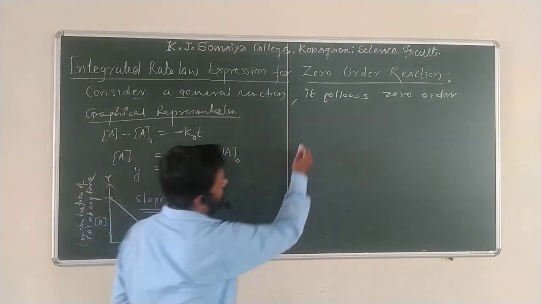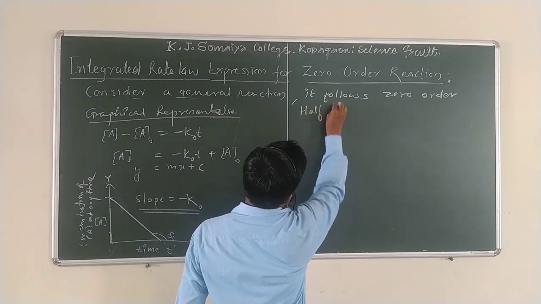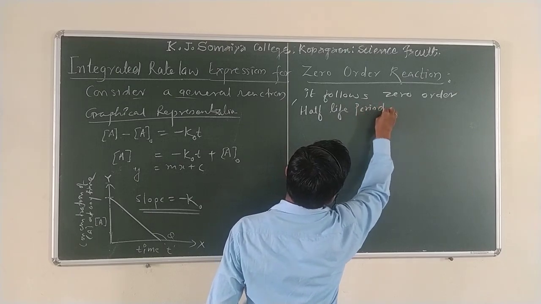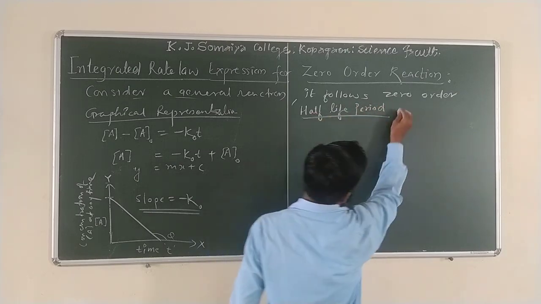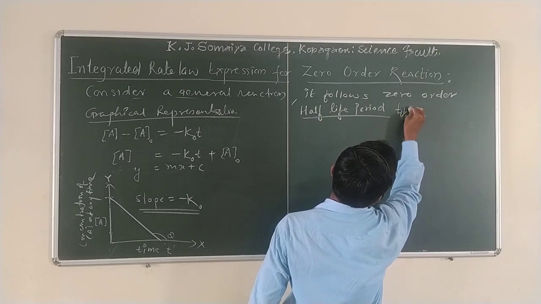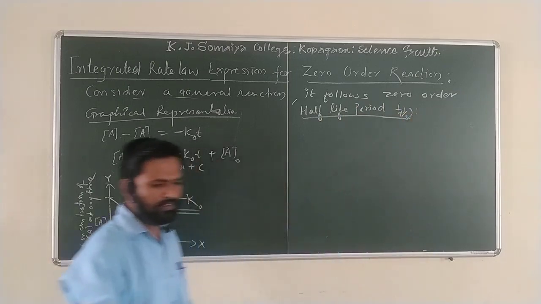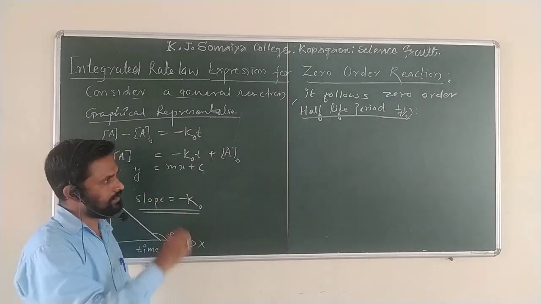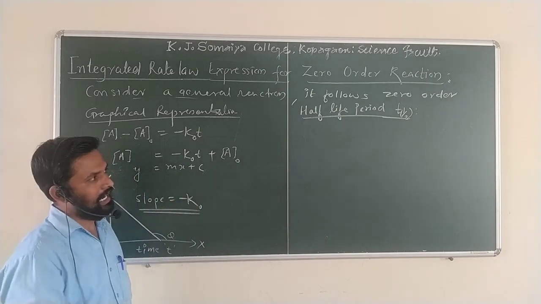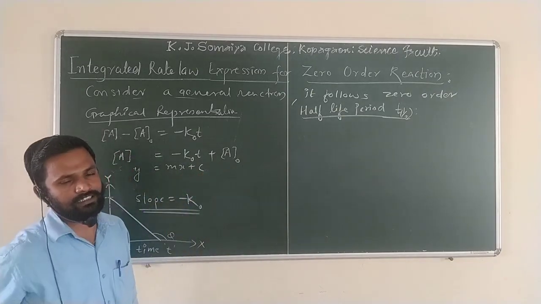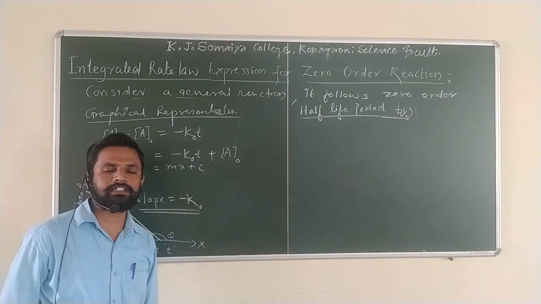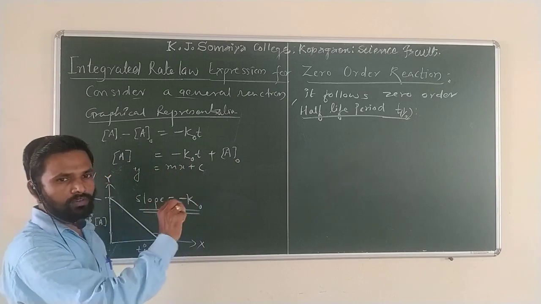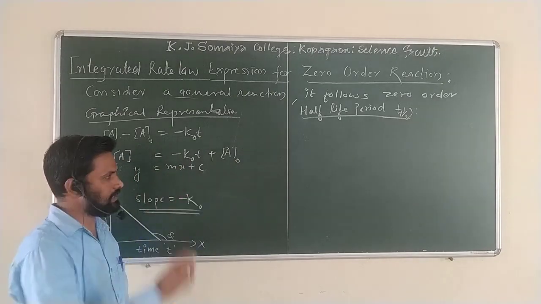Now next, half-life period. These are the characteristics of zero order. What is the half-life period? It is indicated by t half. Very simple. Half-life is the time required to complete half of its initial concentration of the reacting substance. That is called the half-life. It means the time you require for the reactant to fall to half of its initial concentration.